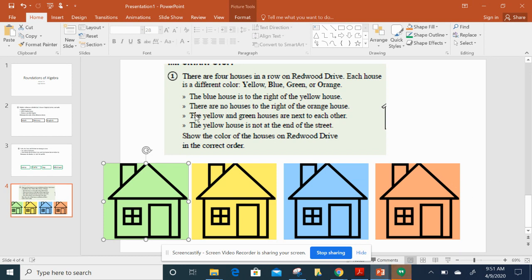Third clue says the yellow and green houses are next to each other. Is that true? Yep, I have the yellow and green next to each other. And finally, the yellow house is not at the end of the street. I agree, the yellow house is not at the end. Since all of my houses seem to make sense in those clues, then I can feel confident that I've got that order correct.